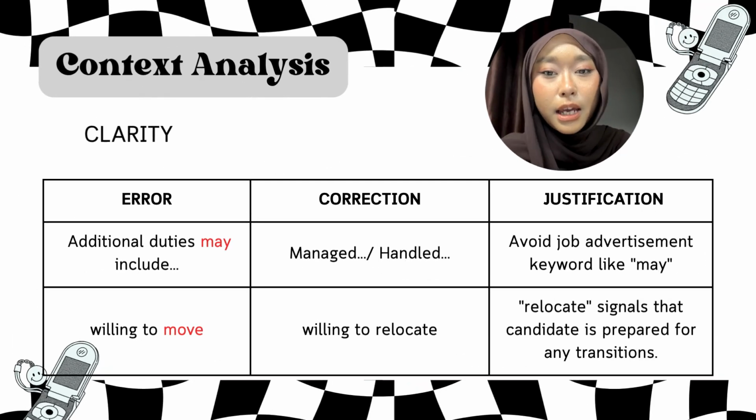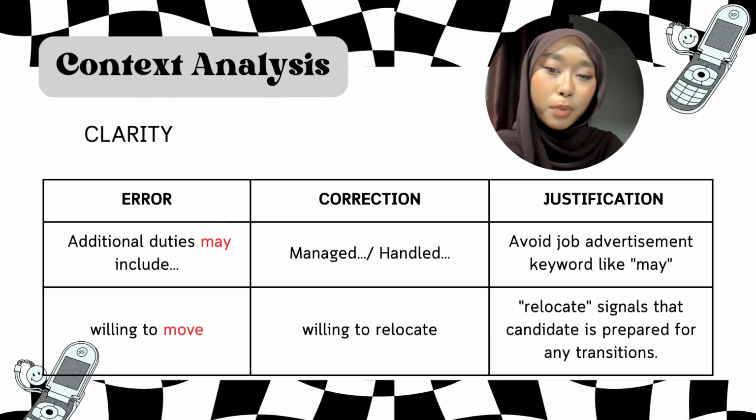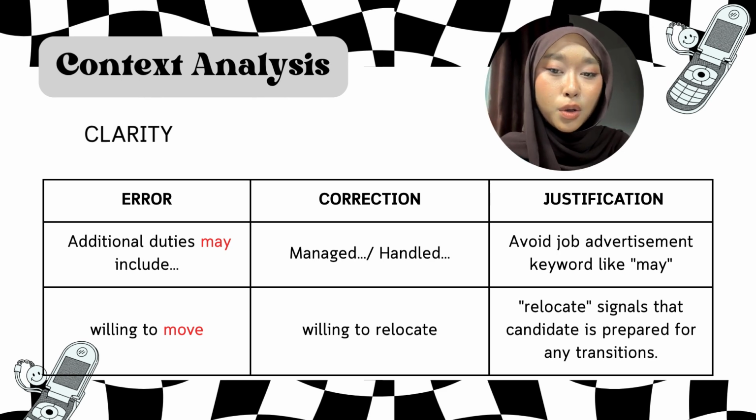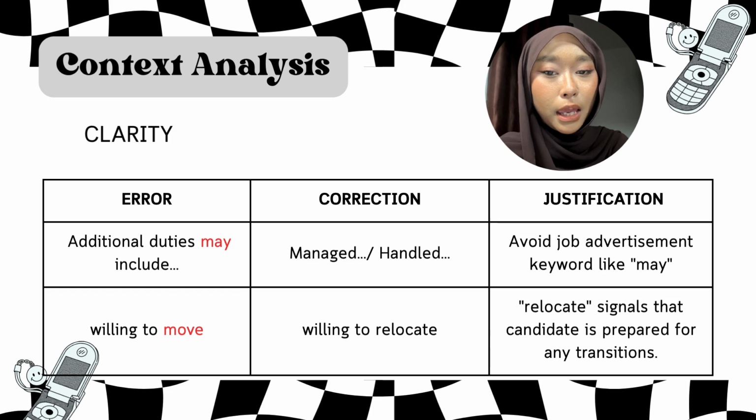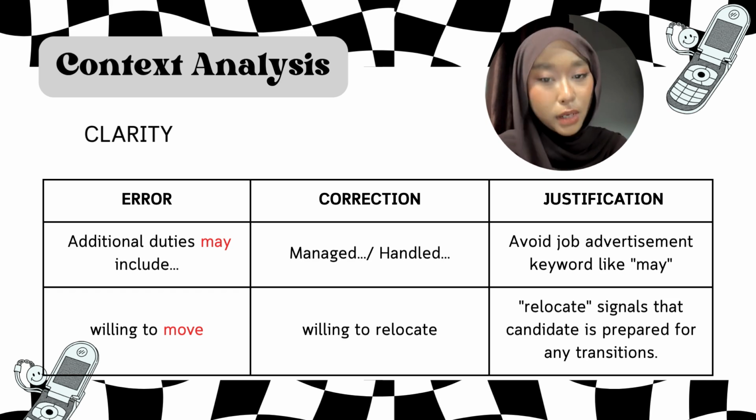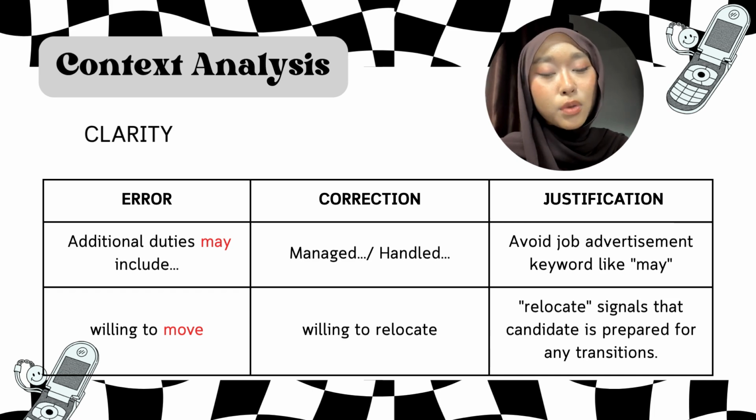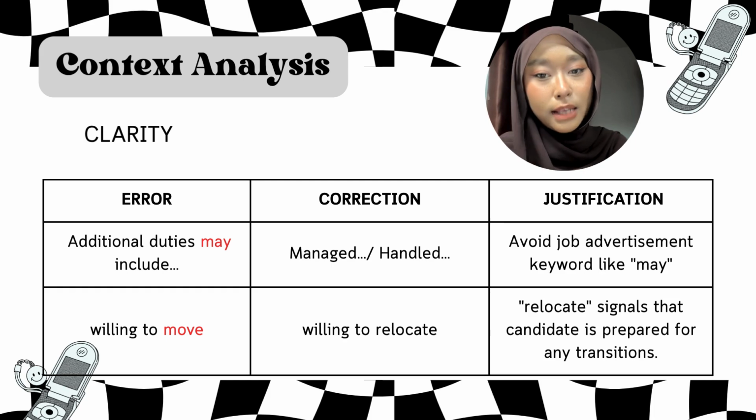Next is clarity. In the resume standard, you are not supposed to advertise yourself. So in the first area, when you say may, it sounds like you are advertising yourself instead of proving your ability. So the correct way is to say manage or handled. And the next one is willing to move, or willing to relocate. I corrected move into relocate to make it sound more flexible, as the candidate is well prepared for any transition where the employer were to place them.